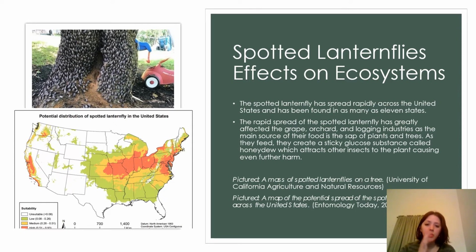And these two pictures to the left, this is just a picture of a large mass of lanternflies on a tree in someone's backyard. And this was sourced from the University of California Agriculture and Natural Resources. And this is a depiction of a map of the potential spread of the spotted lanternfly across the United States. This was from Entomology Today, and I can't see the year, but I believe it's 2019. So that's fairly recent.